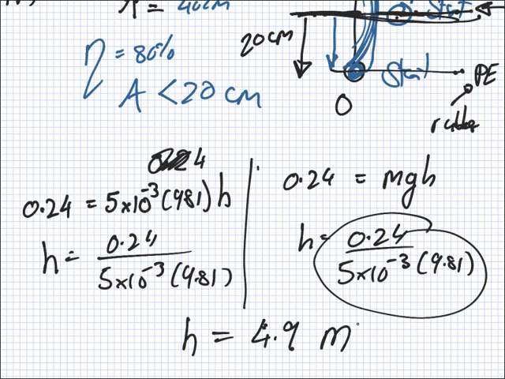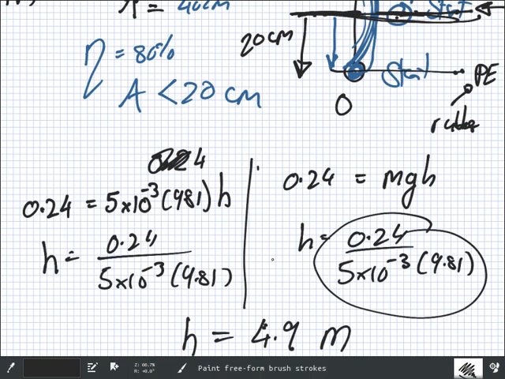You realise for that to be true, the rubber band has to be like 10 meters long. So clearly the numbers chosen for this question aren't realistic numbers. I would have expected 4.9 centimeters, not 4.9 meters. All right, what's the next part?